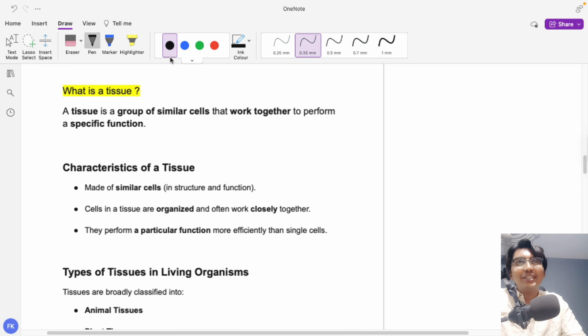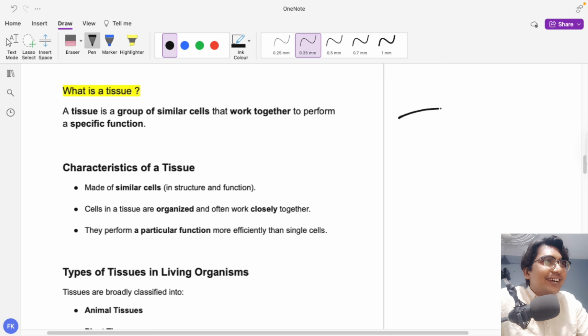So what is a tissue? I think all of you know what a tissue is. A tissue is a group of similar cells that work together to perform a specific function. Let me draw you a tissue, okay? Bear with me. I know I'm really bad at drawing, but let's go through it, okay? Suppose this is a muscle cell. This is a muscle cell.